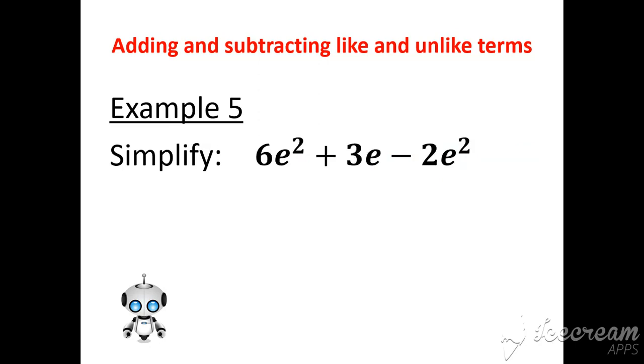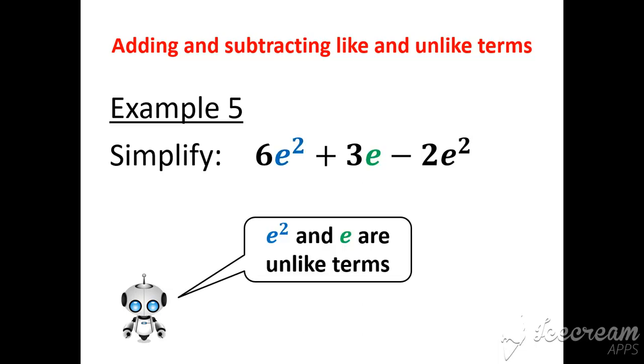All right, our final example is this one here. It's a little tricky, but let's talk about this. We have a lot of e's, but in the first term, we have an e squared, and in the second term, we just have a 3e, just an e by itself. And I need you to understand that e squared is different to an e. They are unlike terms. Even though they've got the same letter, one's got a power of 2 and one doesn't. So e squared and e are unlike, and I can't add these two together.